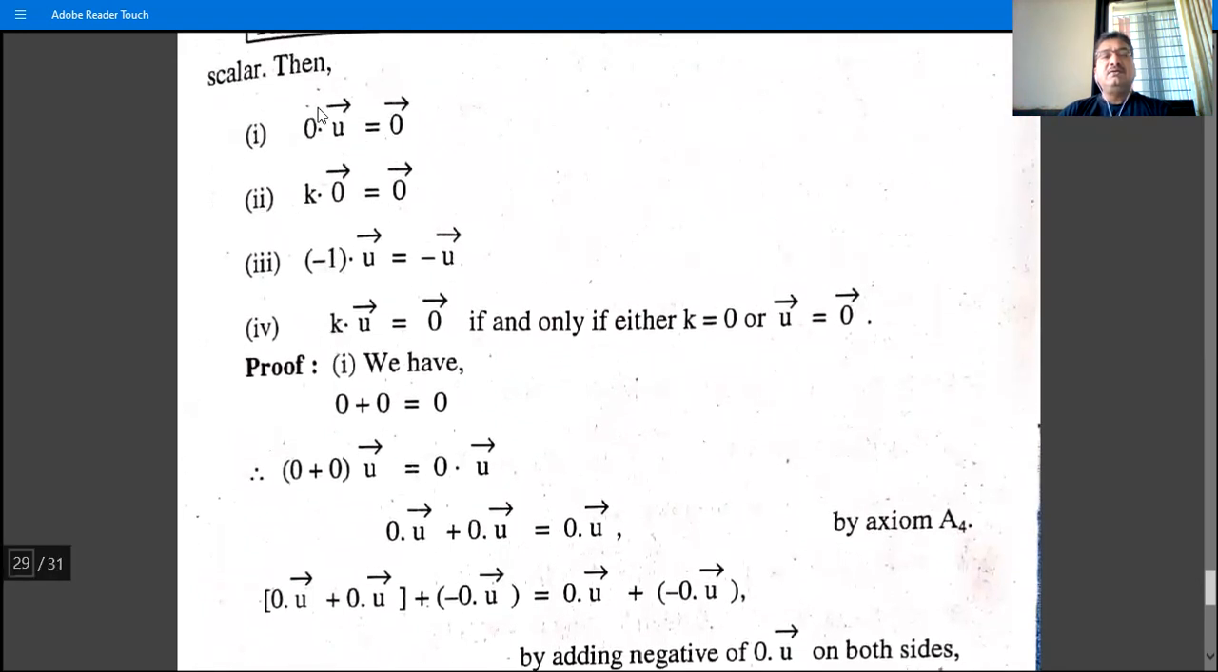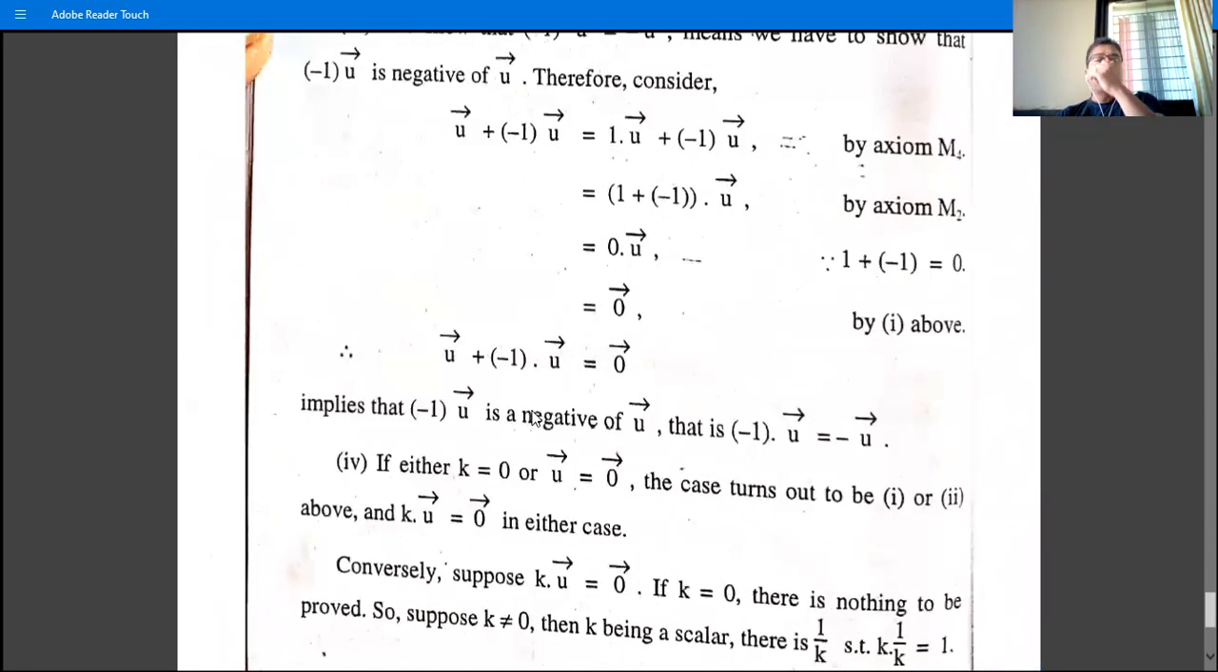The 0 into u bar is 0. Now if k is 0, then what do we have to show? 0 into u bar is 0 bar. And if u bar is 0, then we have to show k into 0 bar is 0 bar, and that is the proof number 1 and 2.